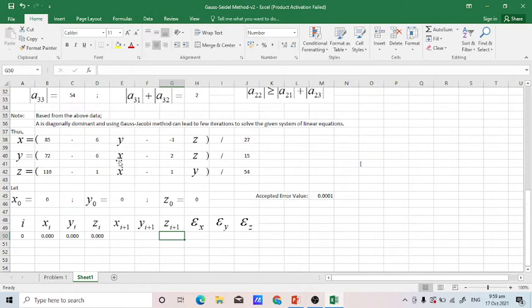Hindi ko na siya step-by-step method. Pero bibigyan ko kayo ng sample dito, kung paano siya gawin. So, apply lang natin ito.